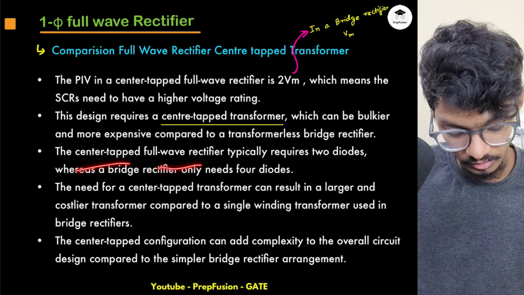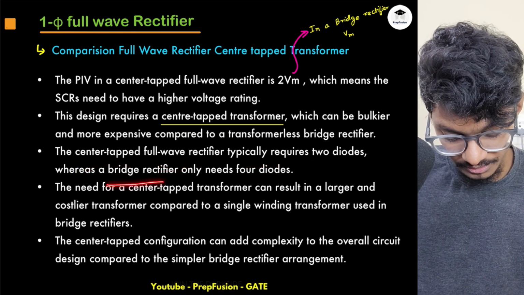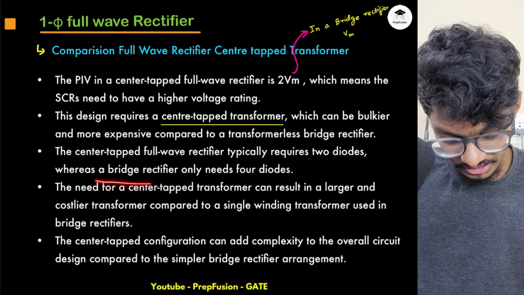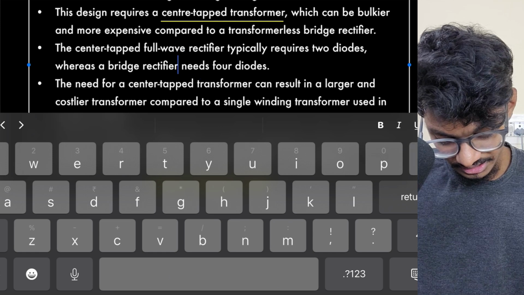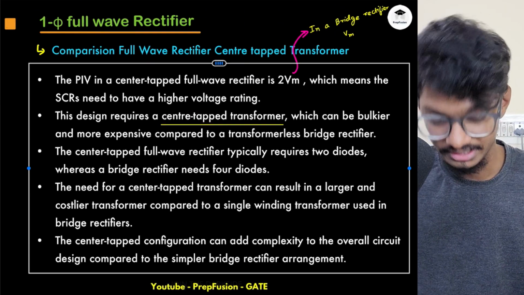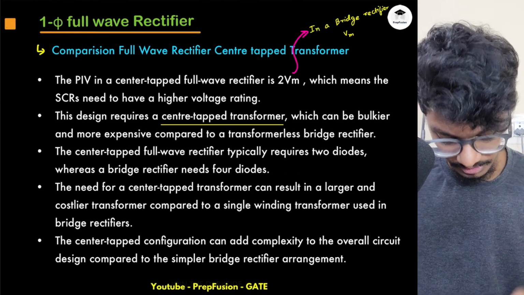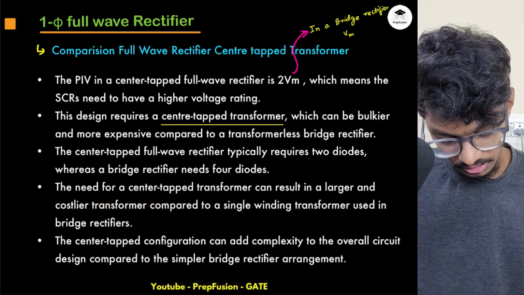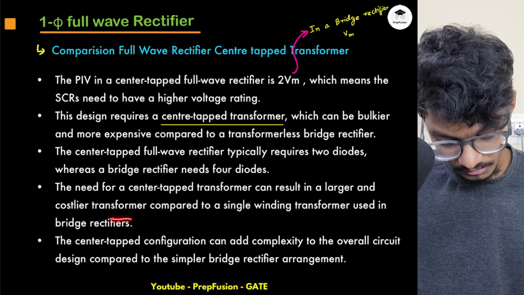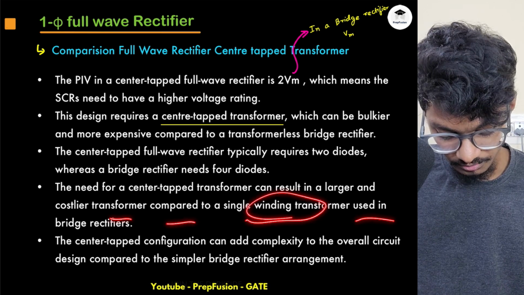A center tap full wave rectifier typically requires 2 diodes, whereas a bridge rectifier needs 4 diodes. So in the comparison, it needs more diodes, but obviously it doesn't need the center tap transformer. The need for the center tap transformer can result in a larger and costlier transformer compared to the single winding transformer used in a bridge rectifier.